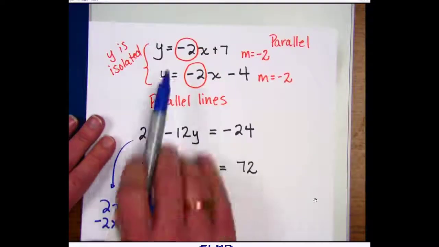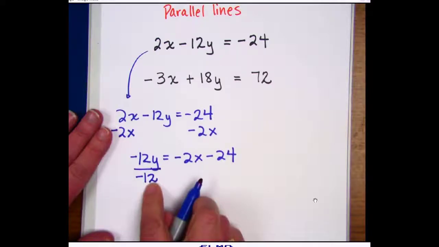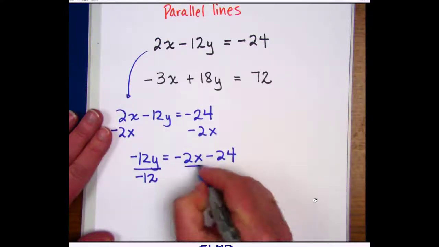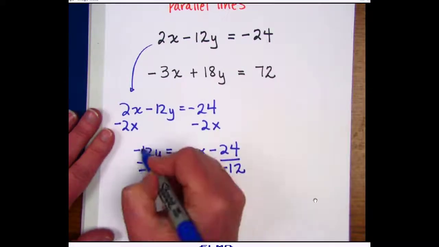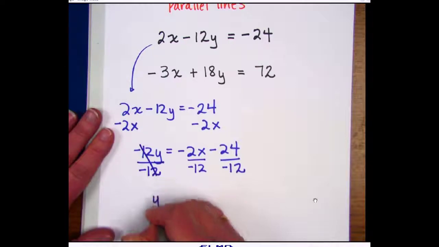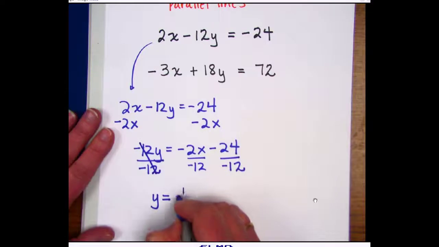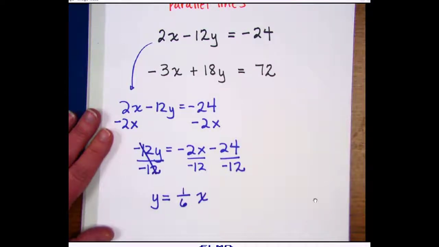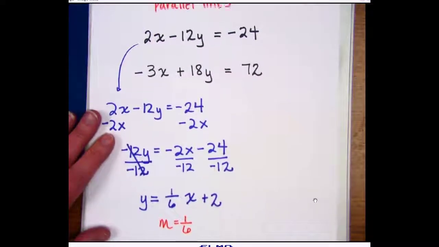Because to be in slope-intercept form, y has to be isolated. Now, when I divide by negative 12, I have to divide every term by negative 12, or I will change the problem. These cancel out and leave me 1y. Negative 2 over negative 12 becomes a positive 1/6 x. And then negative 24 over negative 12 becomes a positive 2. So now that this is isolated, I know that my slope here is 1/6. Let's look at the second equation.